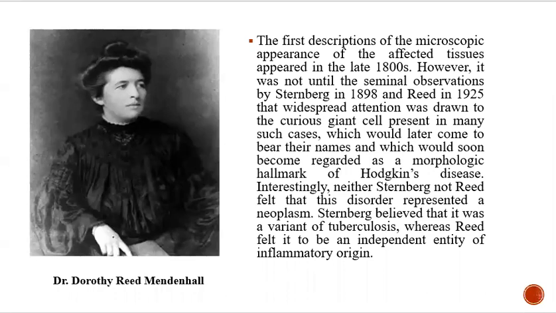Dorothy Reed and Carl Sternberg then were the pathologists who identified the abnormal cell that defines this subtype of lymphoma in 1898. Interestingly, neither Sternberg nor Reed felt that this disorder represented a neoplasm. Sternberg believed that it was a variant of tuberculosis, whereas Reed felt it to be an independent entity of inflammatory origin.